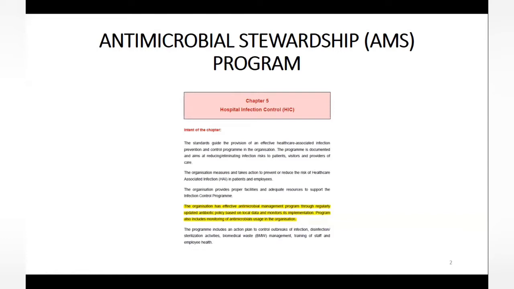Chapter 5, hospital infection control, of NABH states that the organization has an effective antimicrobial management program through a regularly updated antibiotic policy based on local data, and monitors its implementation. The program also includes monitoring of antimicrobial usage in the organization. To explain in short, the organization should have an antimicrobial stewardship program with an updated antibiotic policy, which needs to be prepared based on the local antibiogram and reviewed regularly. It should also include monitoring of the same.